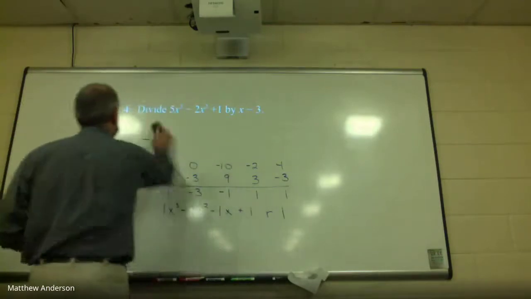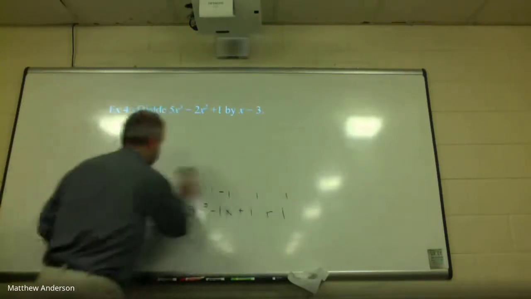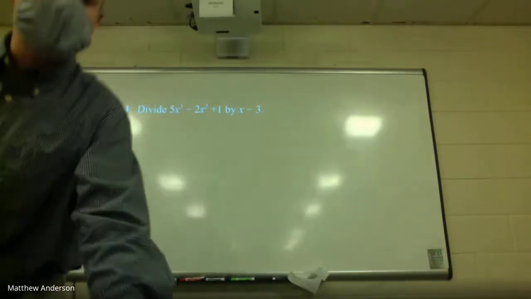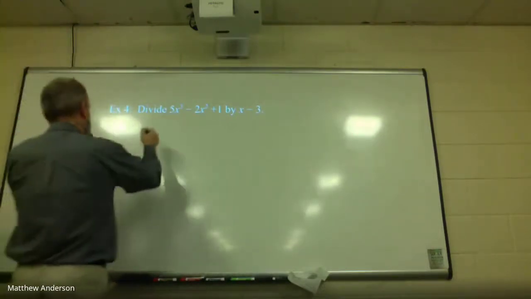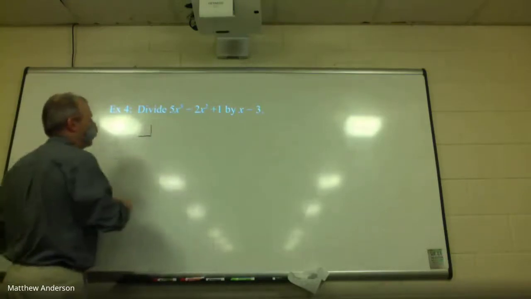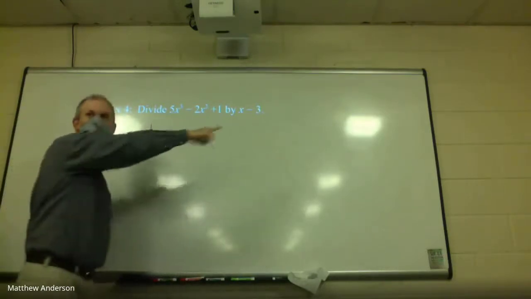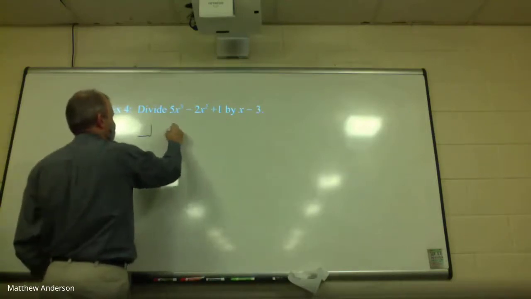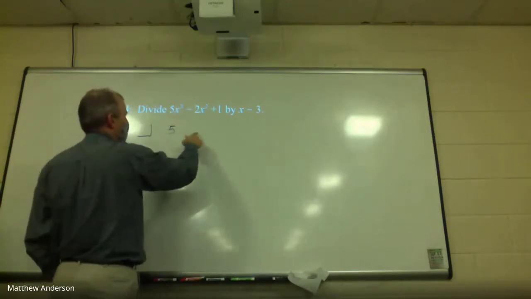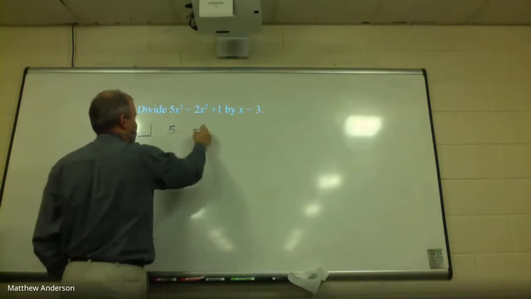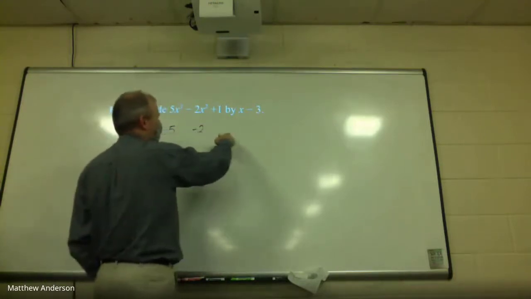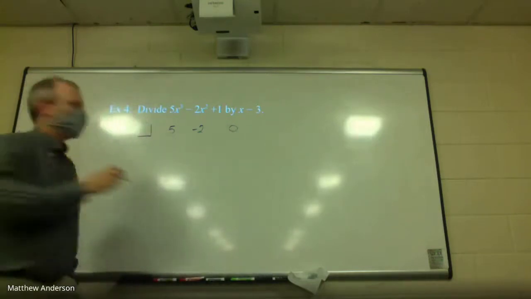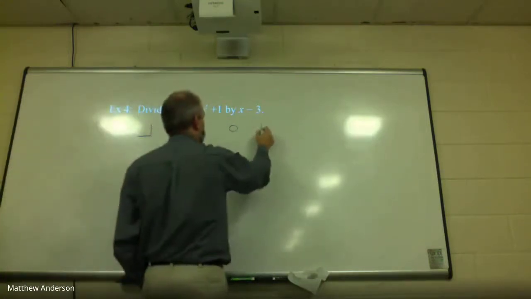Let's divide this. This time, let's try and write it right away as synthetic division. So I'm going to put my little corner piece up here. What am I going to write down for my coefficients? The first one is 5. The second one is -2. The third one is, be careful, 0. Do you see there's a missing x term? And then the last one, 1.